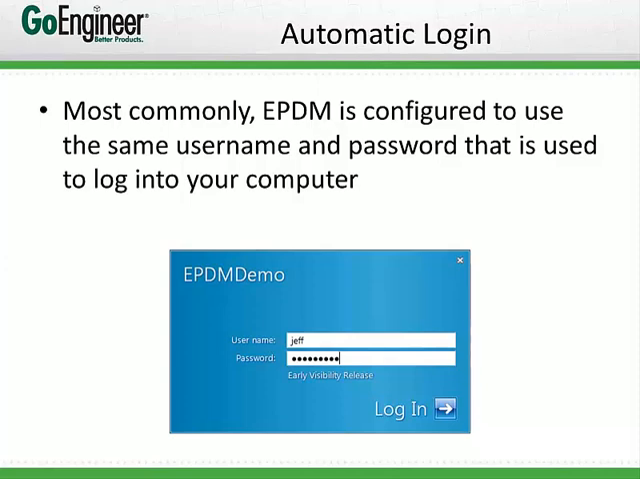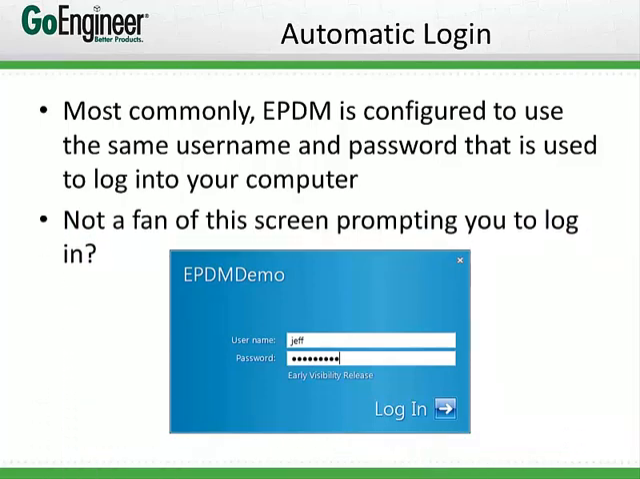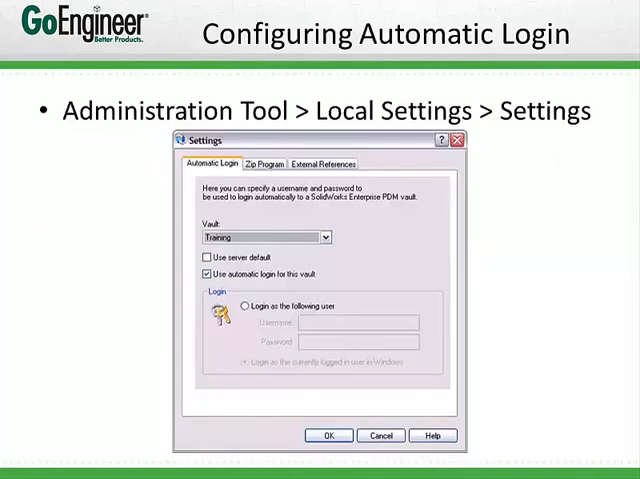So when you go and access your vault, you're probably prompted with a screen like this that asks you to input your username and password. If you're not a fan of this screen popping up and prompting you to log in, we can actually set up our local client to automatically log us in using some stored credentials. Okay? So we actually do this through the administration tool. There's a spot called local settings, which every user has access to, and then we can go to the automatic logon settings. So let's take a look at where we can find that.